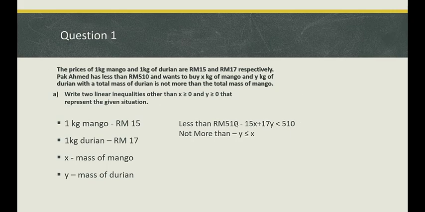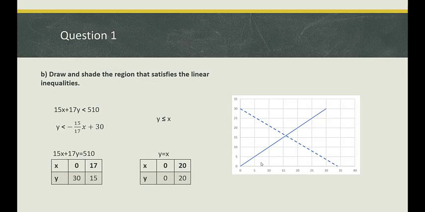So the first one is 15x plus 17y, where 15x is the price of mango and 17y is the price of durian, which is less than 510 ringgit. And for the second condition, the mass of durian y is not more than, or as we said just now, less than or equal to x. So next, we're going to draw our graph out.